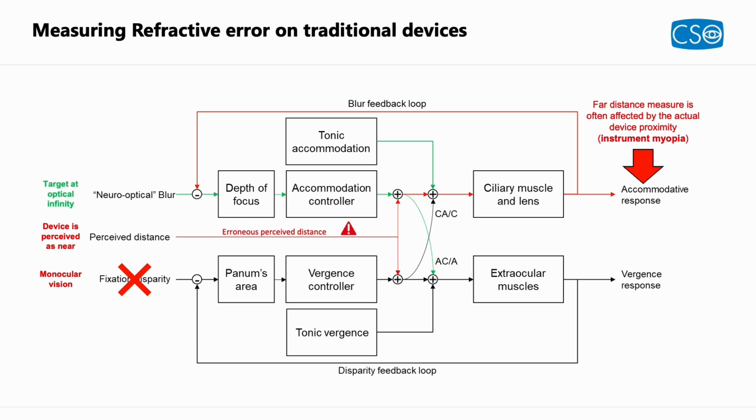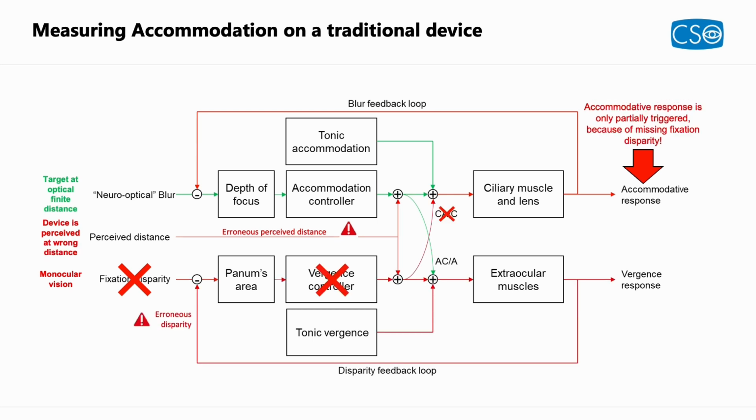Fixation disparity is not happening in this case because you are only using one eye, and so the whole vergence system is not working. This is the way in which the CAC relationship and vergence are excluded from the control of the measurement.